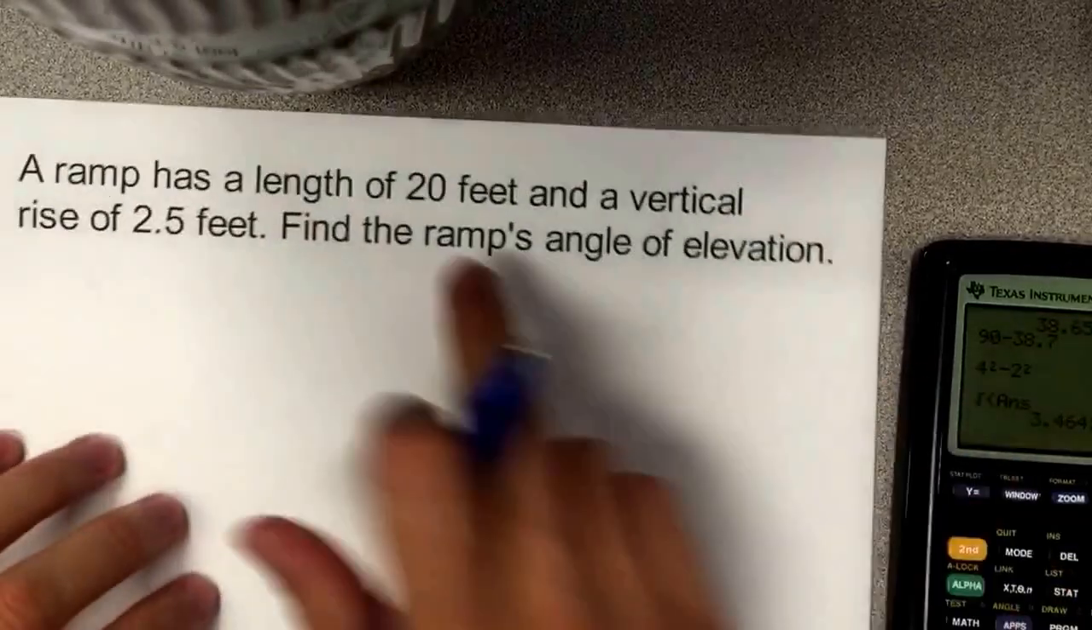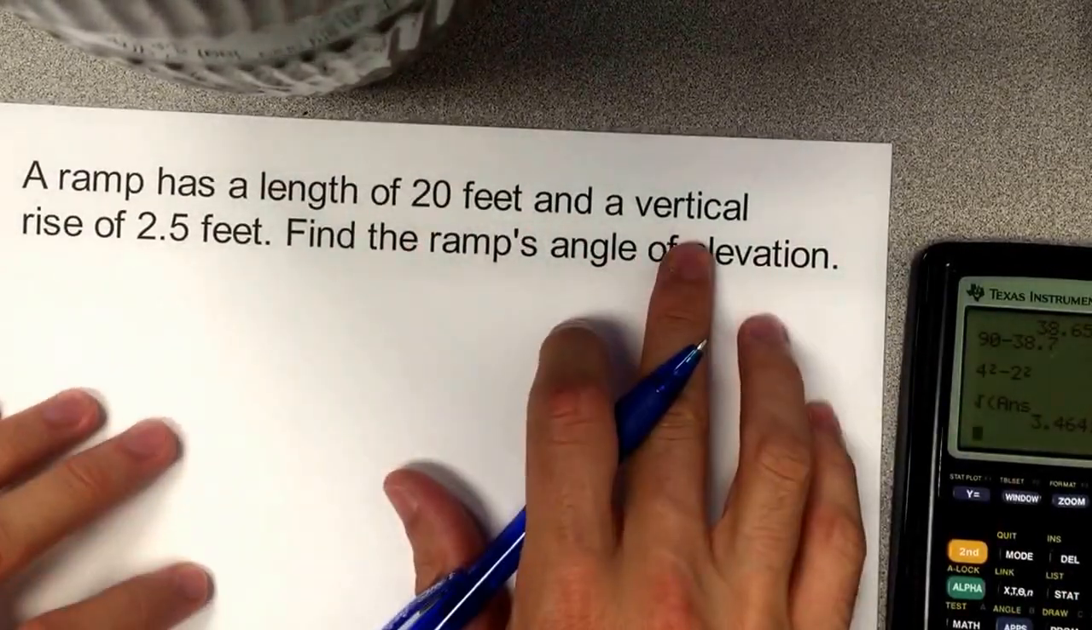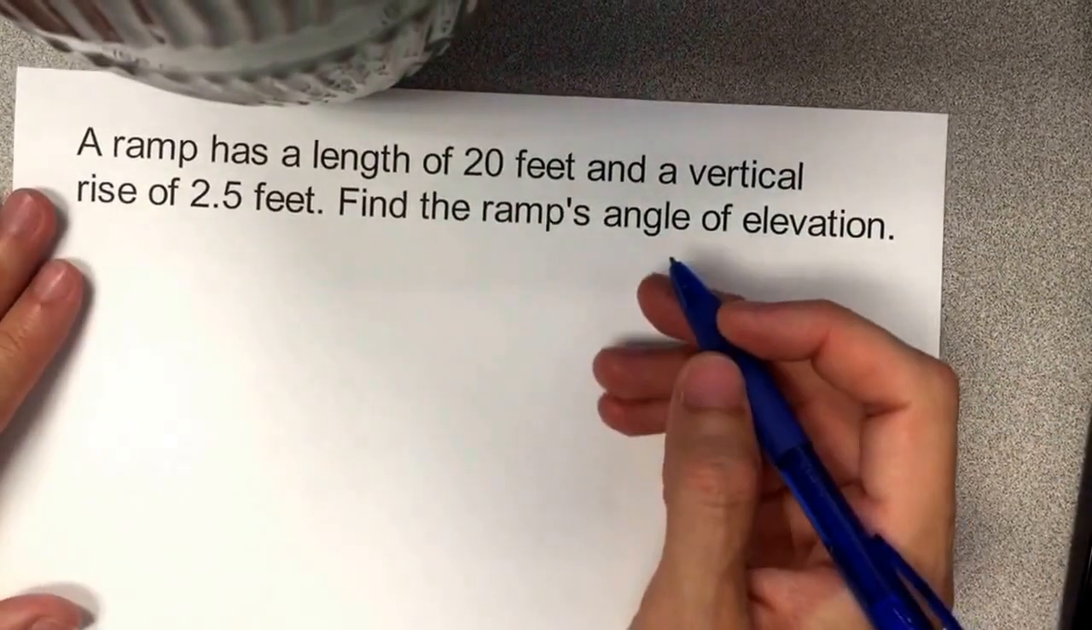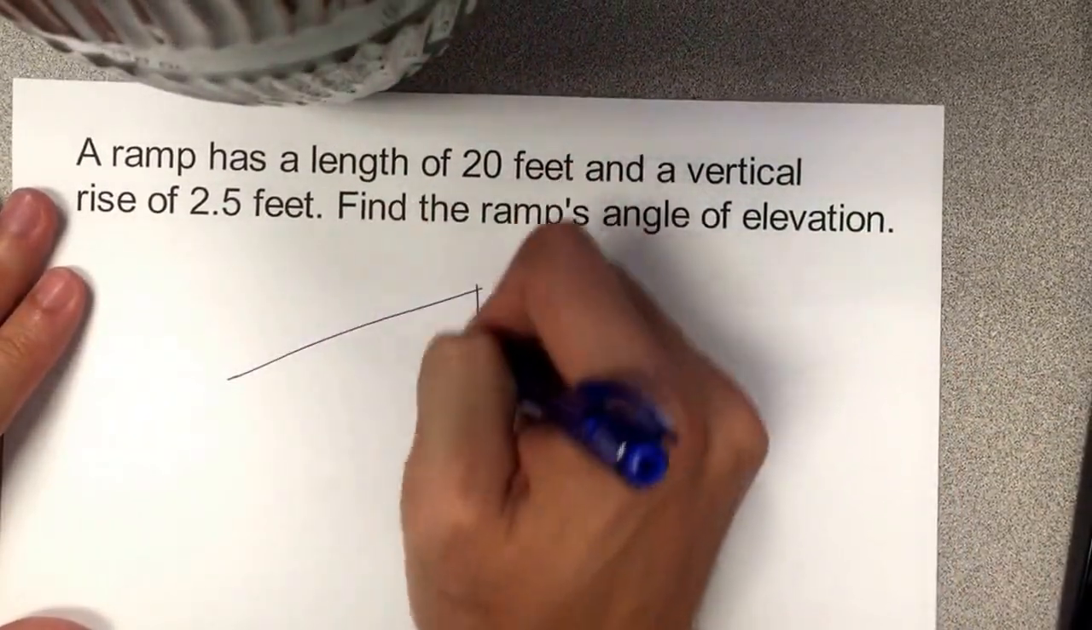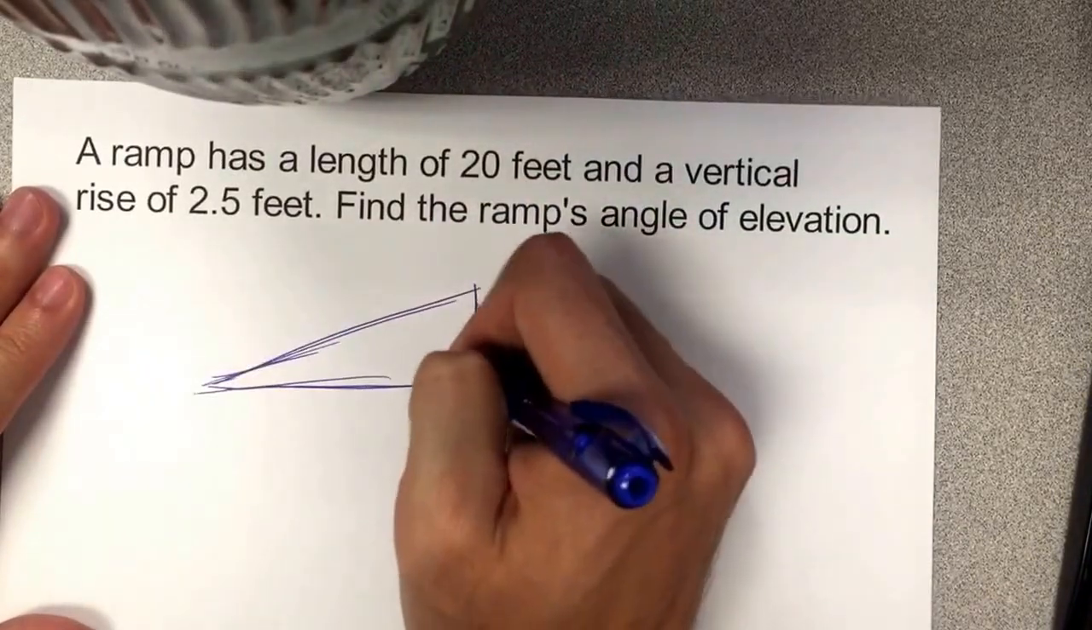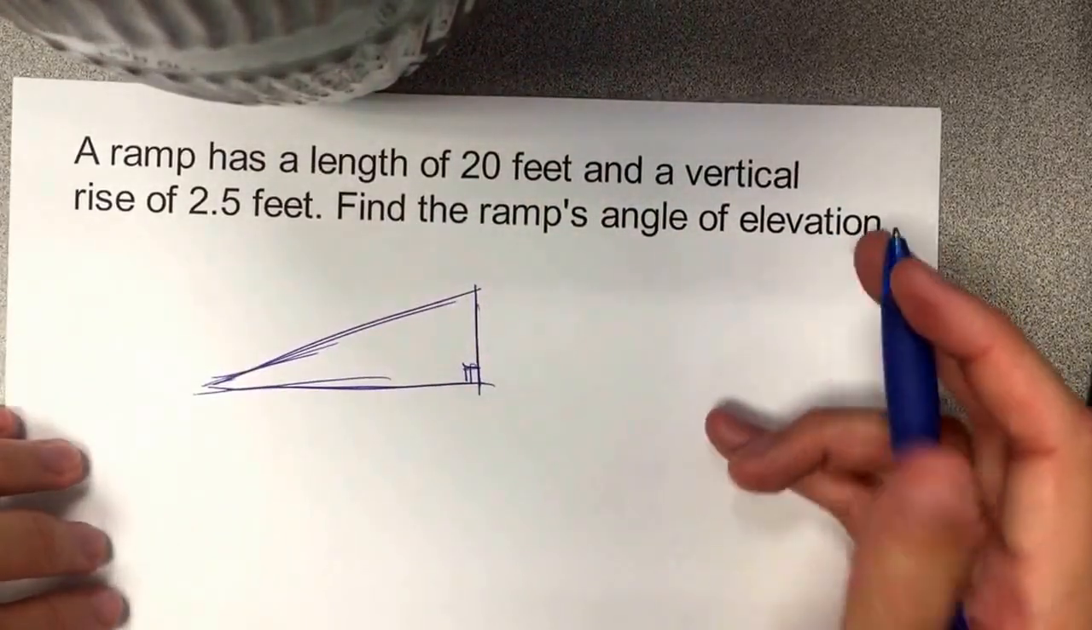So let's talk about how to do this one. It says a ramp has a length of 20 feet, a vertical rise of 2.5. Find the ramp's angle of elevation. Now, if you think about a ramp, it's going to look like a wedge. So it's going to look like a right triangle. And all we're going to do is label the sides, find the angle at once.